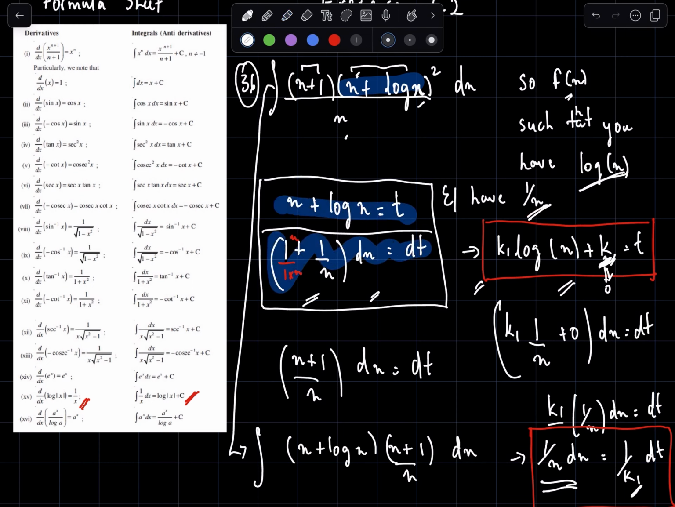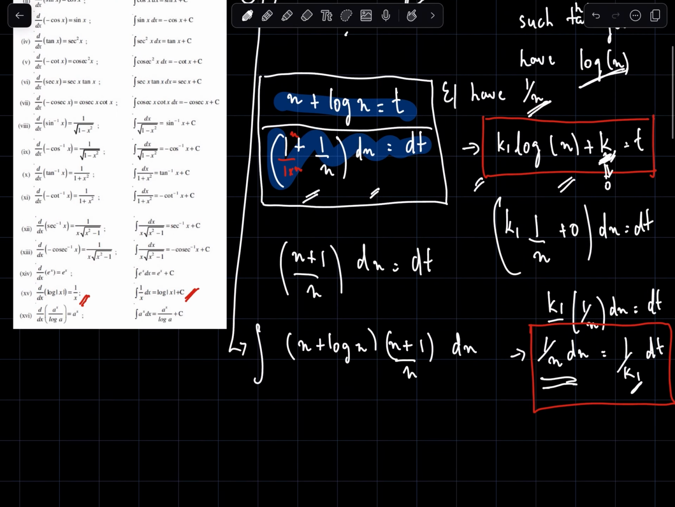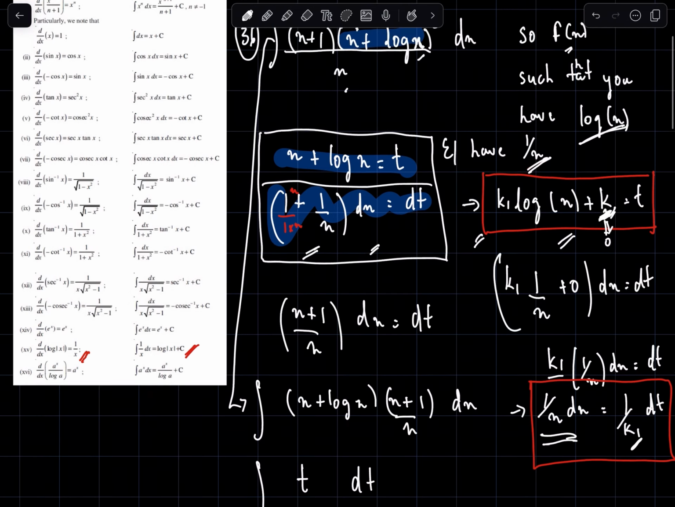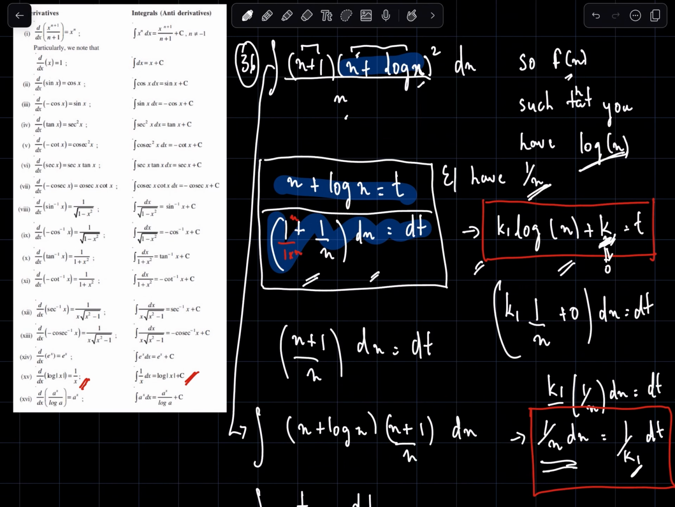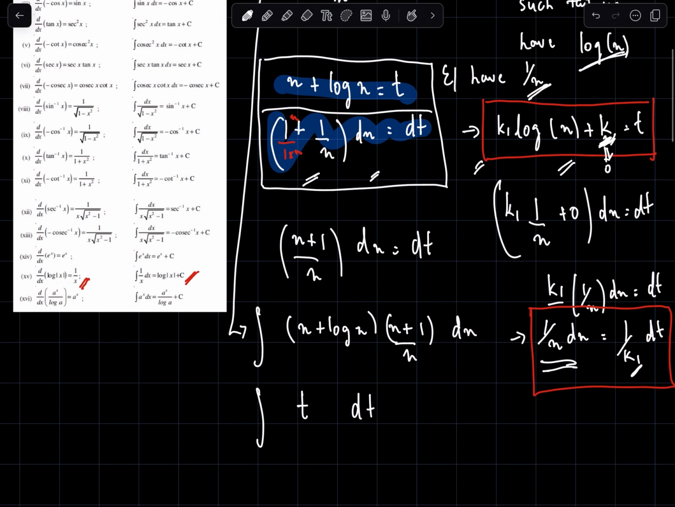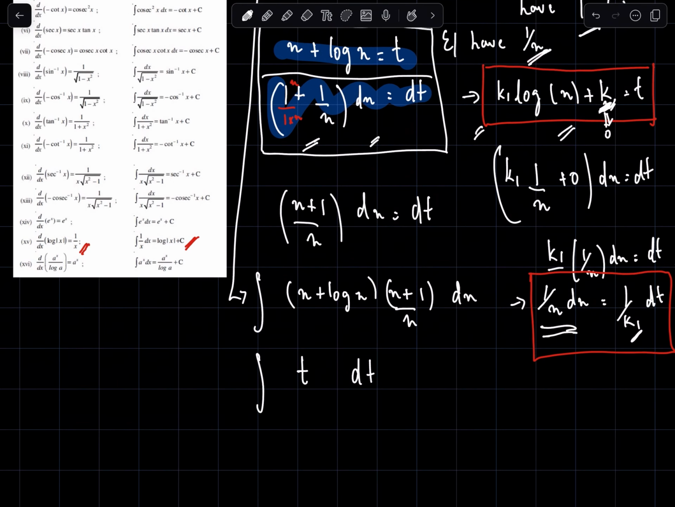Okay, so to make it easier for you guys, this is the integral of t times dt, right? The integration part is so easy. It's just what you have to substitute that makes it complicated, right? You got scared of x plus log x and you solved this, but when it comes to integrating, it's just the integral of t, which is t squared over 2 plus c.